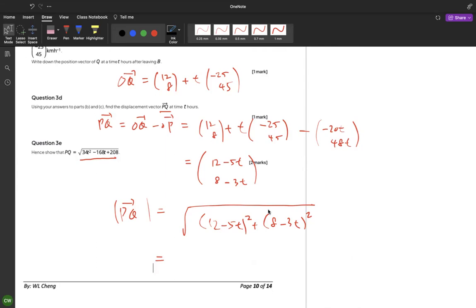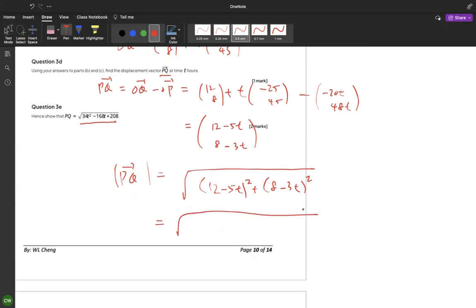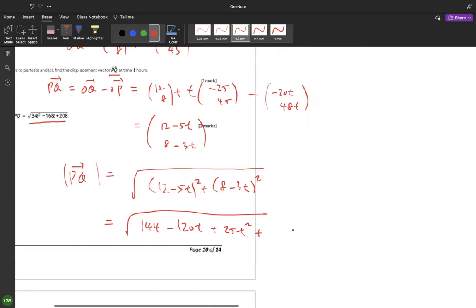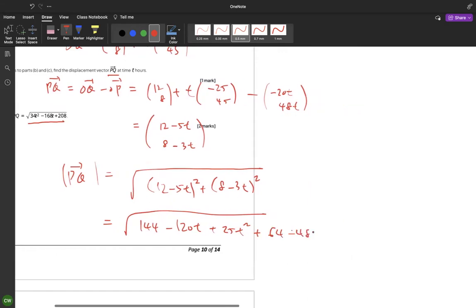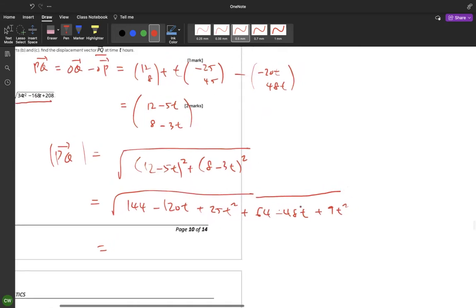Vector. Okay, this one you don't have to substitute the t, expand this because this one is expansion. 144, this one is 60, 120t, 25t square plus 64, 68t plus 90 square. 90. So t and t square and t square together.